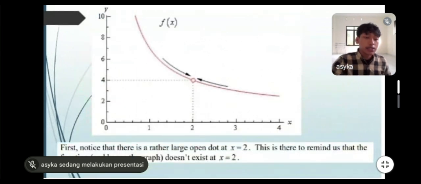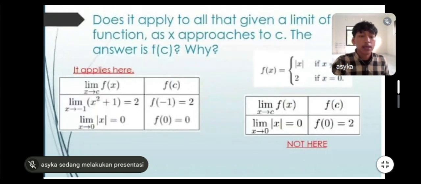First, notice that there is a rather large open dot at x equals 2. You can see in the graph, this is there to remind us that the function, and hence the graph, doesn't exist at x equals 2. Does this apply to all the given limits of a function as x approaches c? The answer is no, f(c) is not required. Why? It applies here.